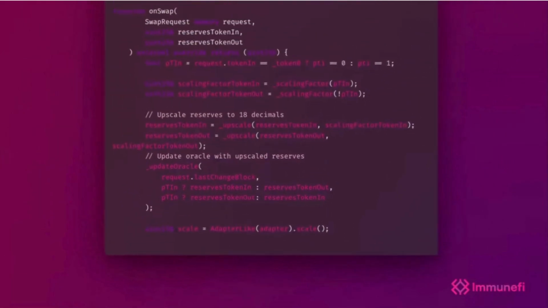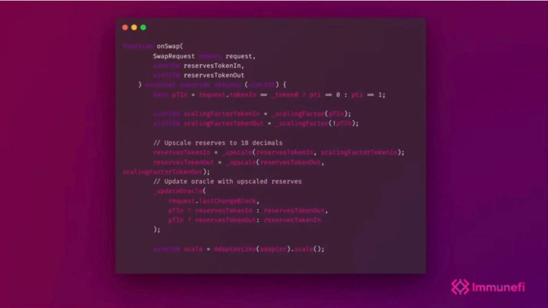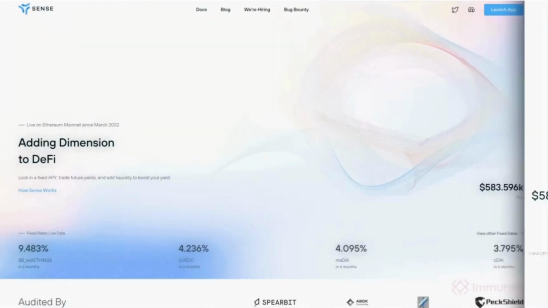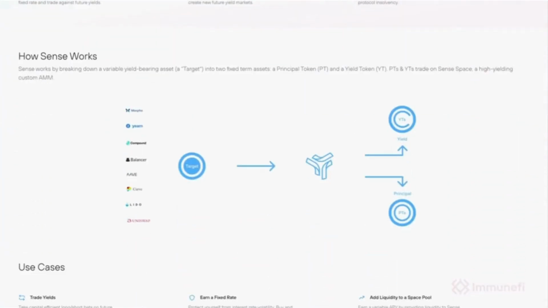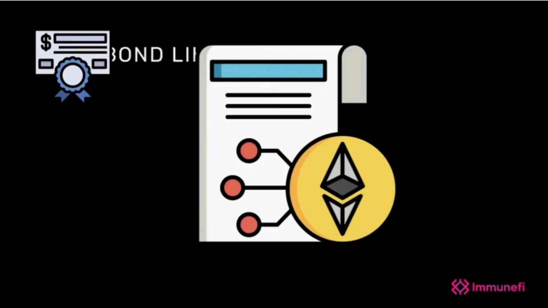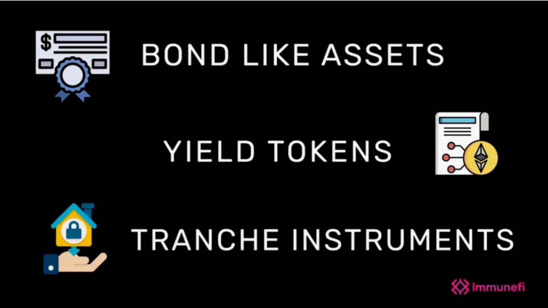So if you are interested in reading more about this vulnerability, you can find our bug fix review in the description of this video. Sense operates as decentralized, permissionless infrastructure where teams can build and develop new yield primitives for DeFi, such as bond-like assets, yield tokens, and trends-like instruments.